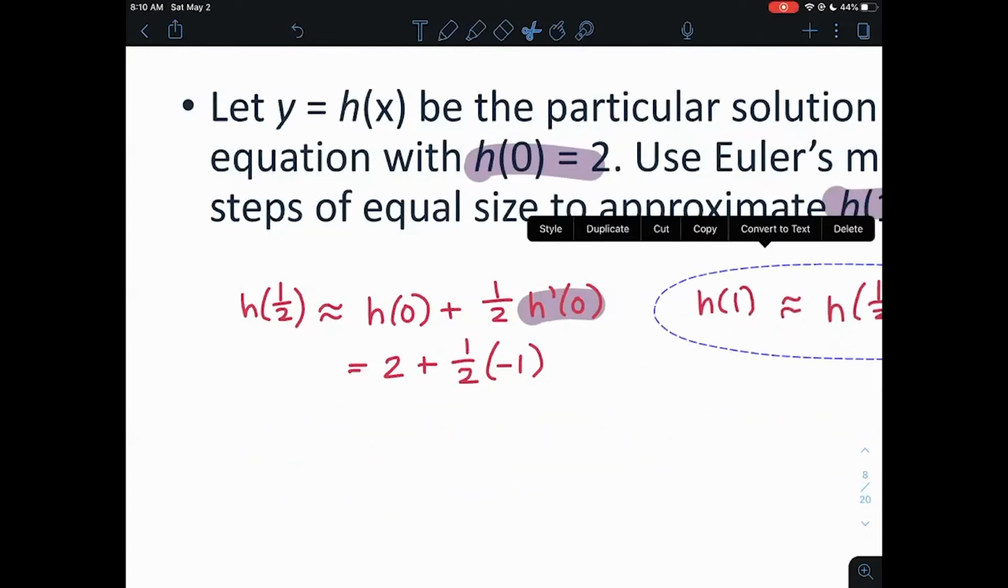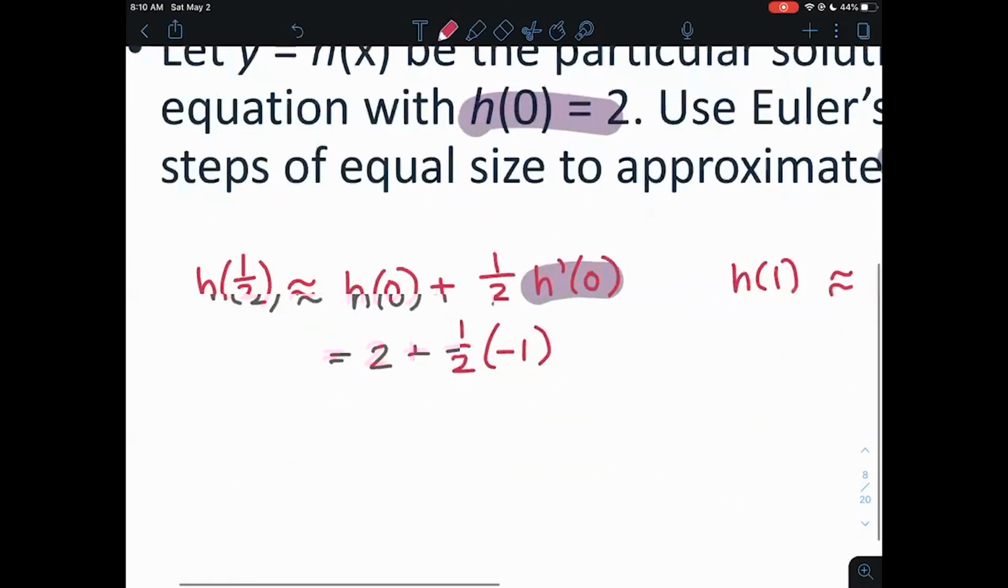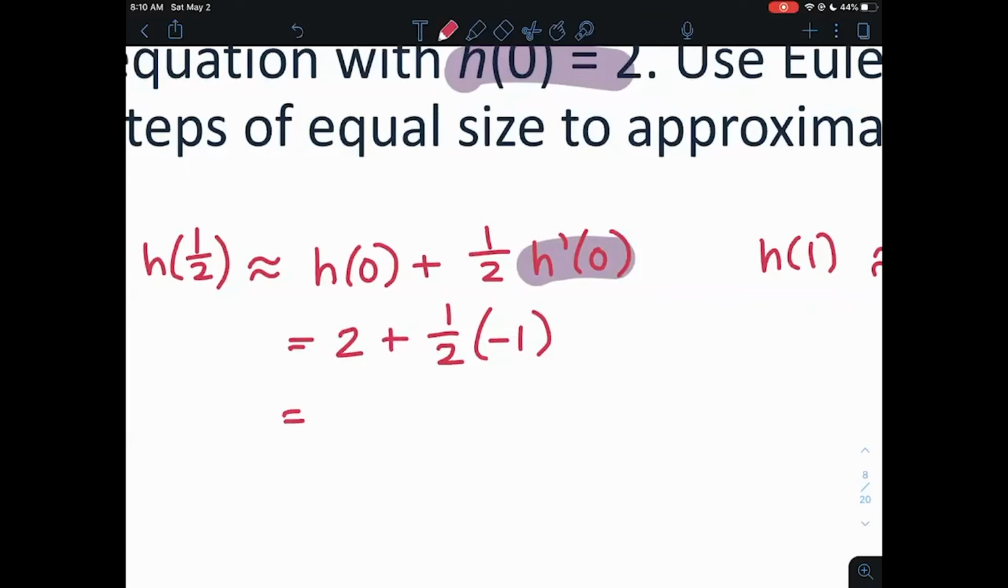Let's move this one over here. Which means that h of 1/2 is approximately 3/2. So there's our next point that we can actually use in the next calculation. 1/2, 3/2. When x is 1/2, y is 3/2.